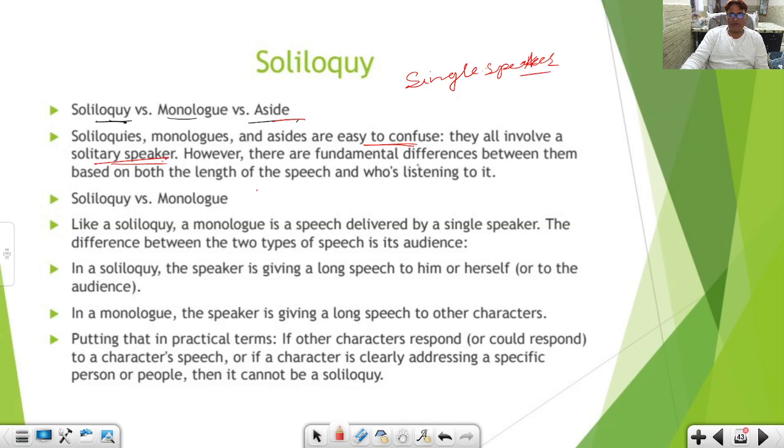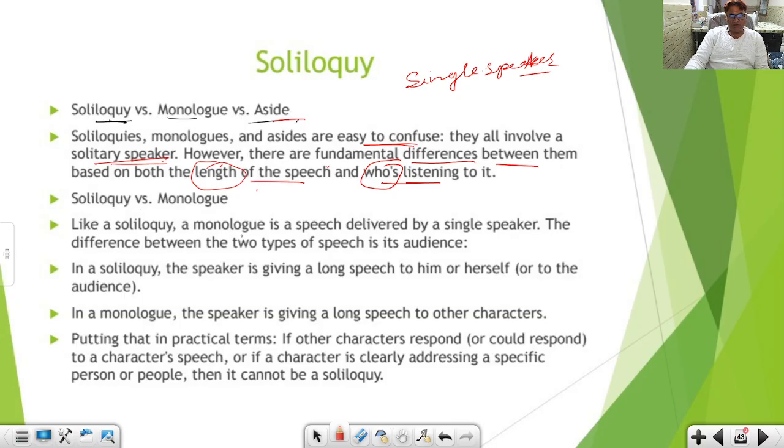However, there are fundamental differences between them based on both the length of speech and who is listening. Okay, so now two differences. One is length of speech, and second is who is the listener. That is audience. Okay, who is the audience?